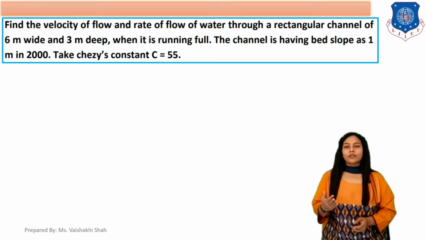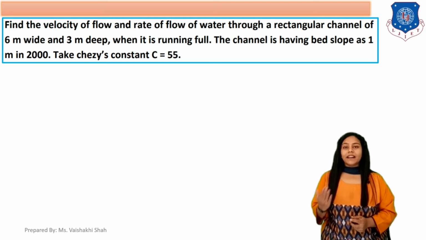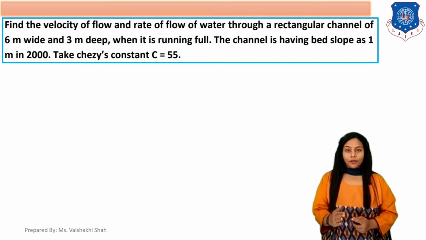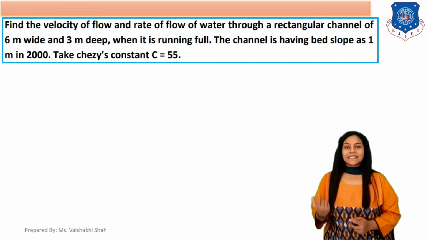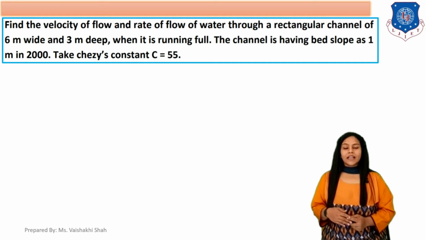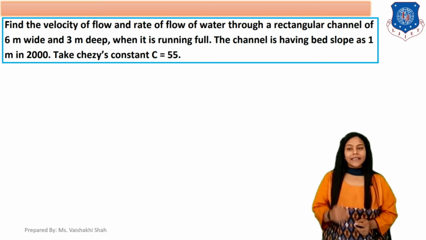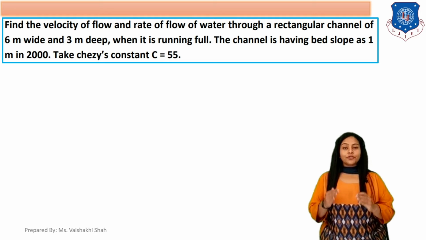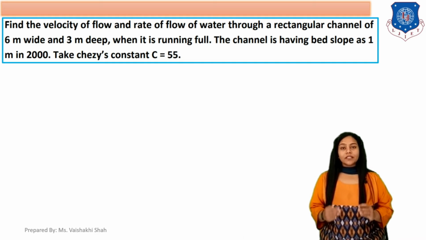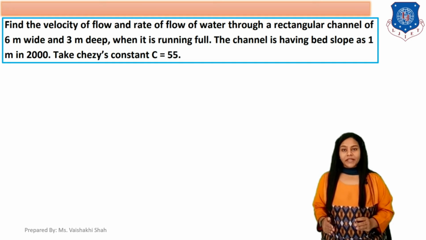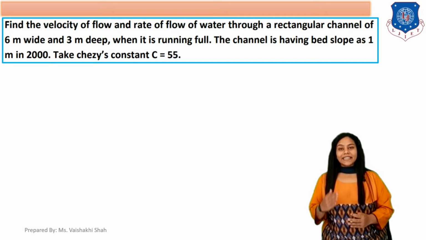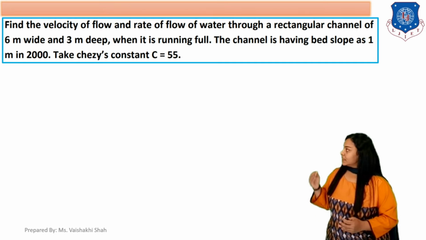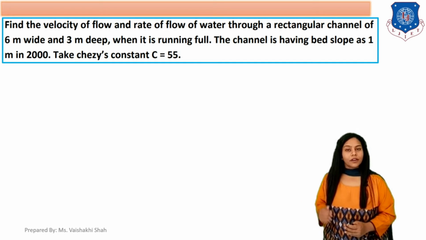Okay. Find the velocity of flow and rate of flow of water through a rectangular channel of 6 meter wide and 3 meter deep when it is running full. The channel has a bed slope of 1 in 2000. Take Chezy's constant C equals 55. These values are given in your data.